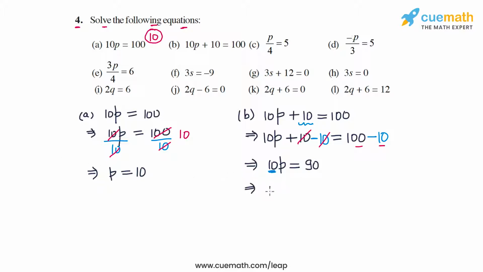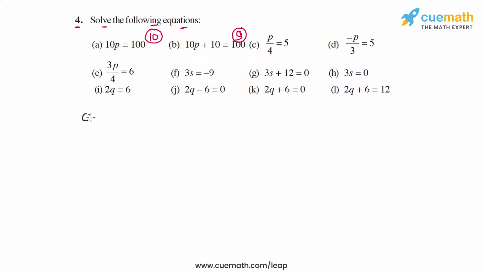So we have 10p equal to 90 and we are dividing both of these LHS and RHS by 10. Okay, so the 10s cancel out on the LHS and 90 by 10 is 9. So we obtain p equal to 9. This is the solution of the equation in part B. Let's write it here. The solution is 9.